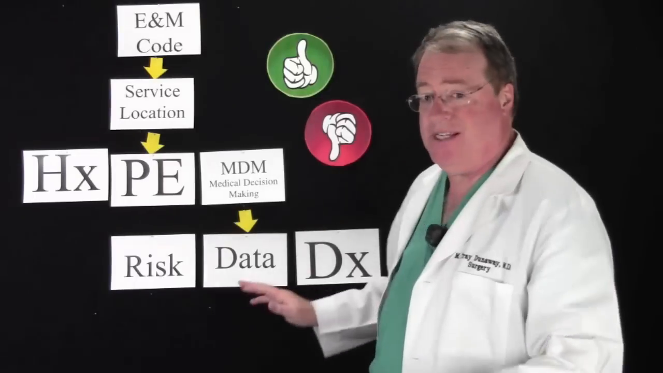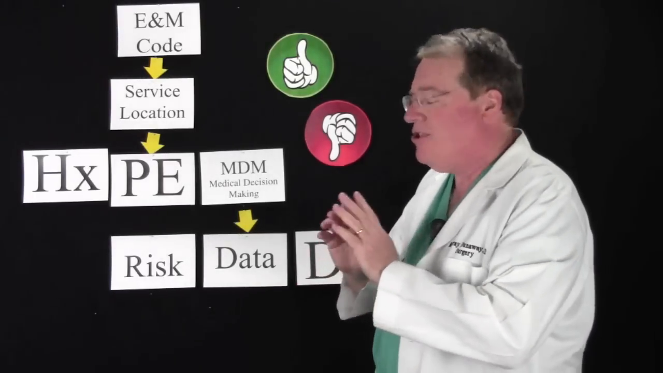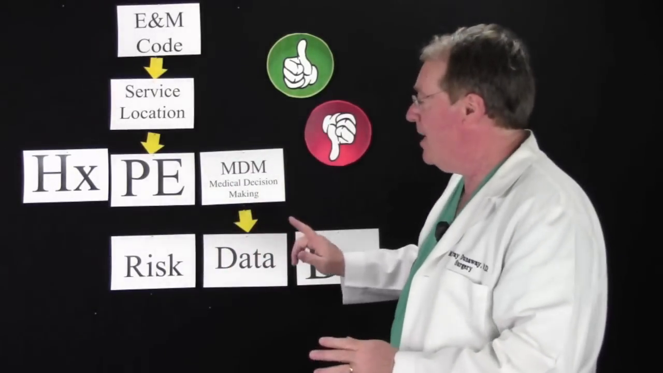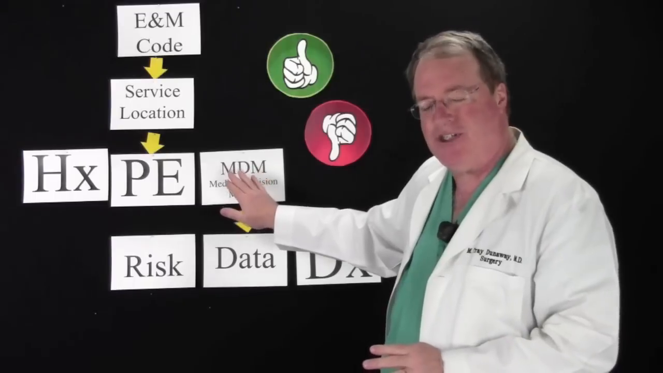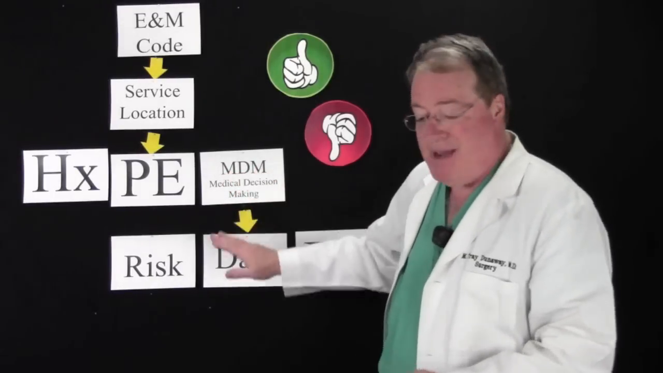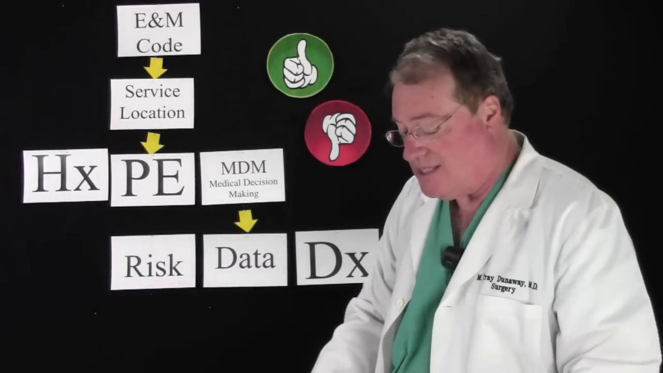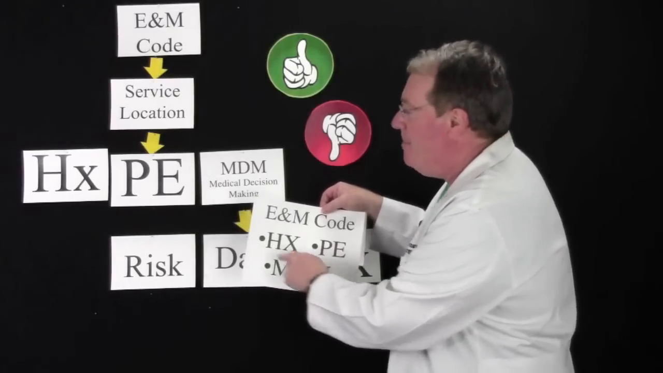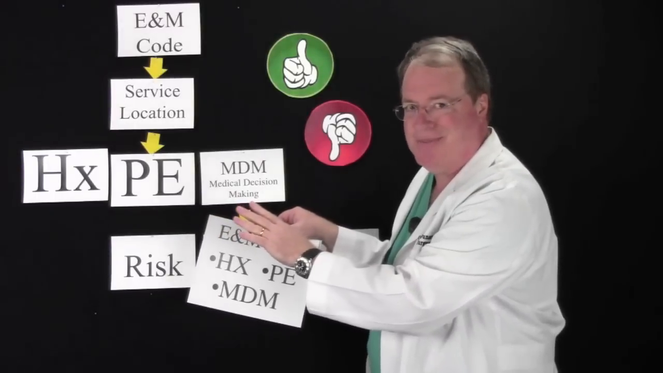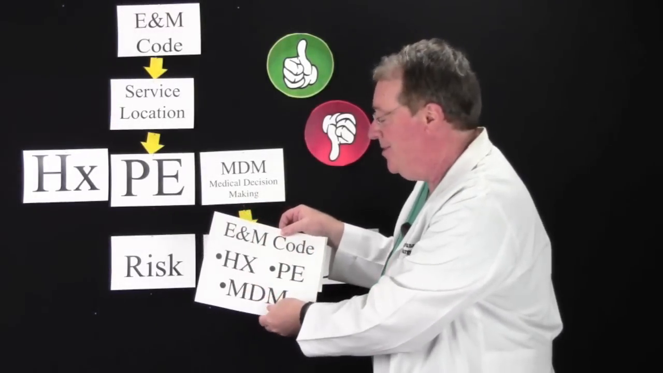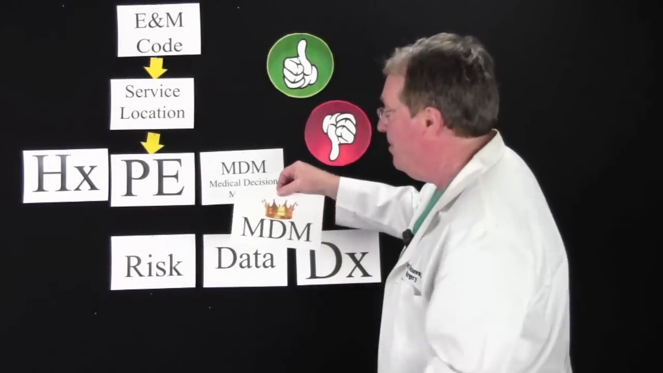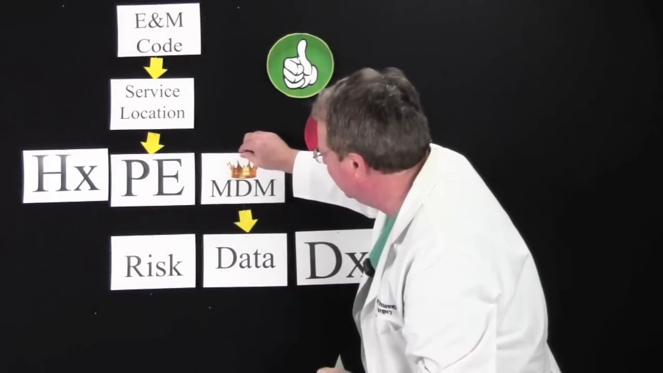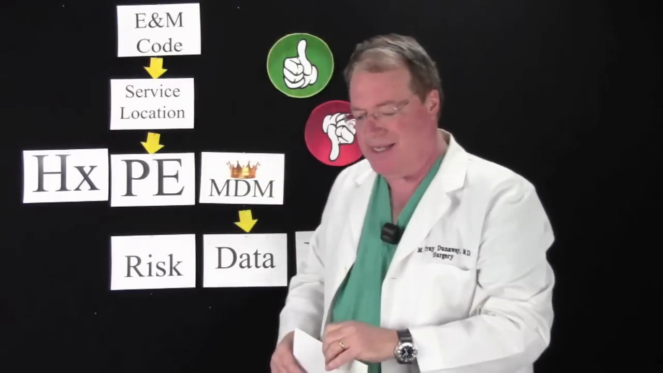But there's a little bit of a difference here, and I want to talk about two special components out of all of these components. The first one I want to talk about is medical decision making. Now remember, there are three key components that make up an E&M code: history, physical, medical decision making. But of these three, medical decision making is special. So, to acknowledge how special that is, we've given medical decision making a crown. So we'll put medical decision making up here because it now recognizes how special medical decision making is.